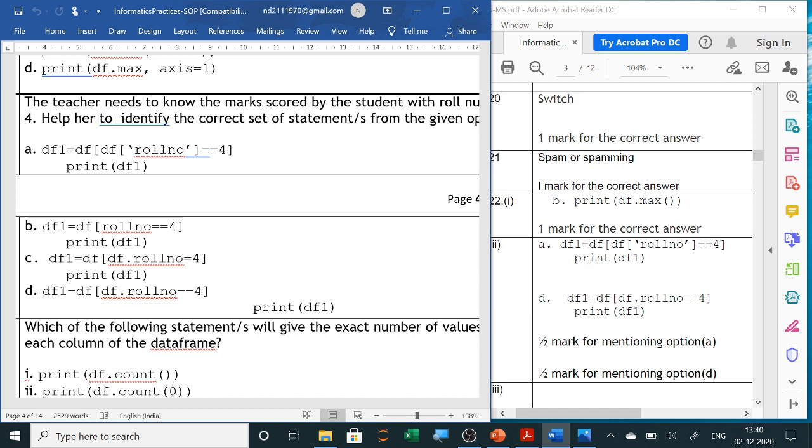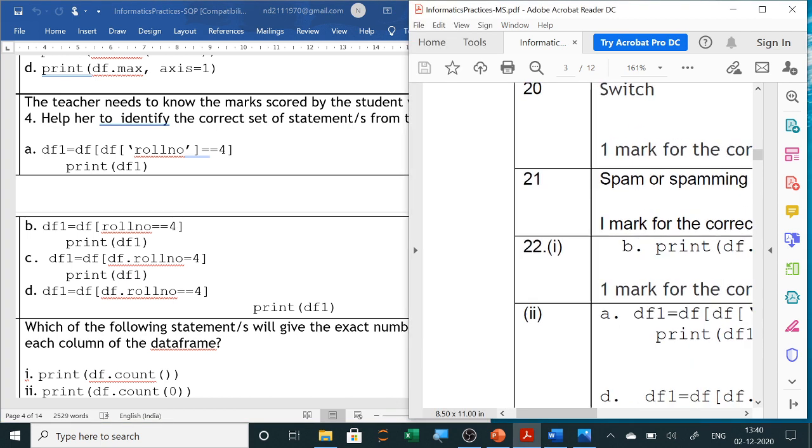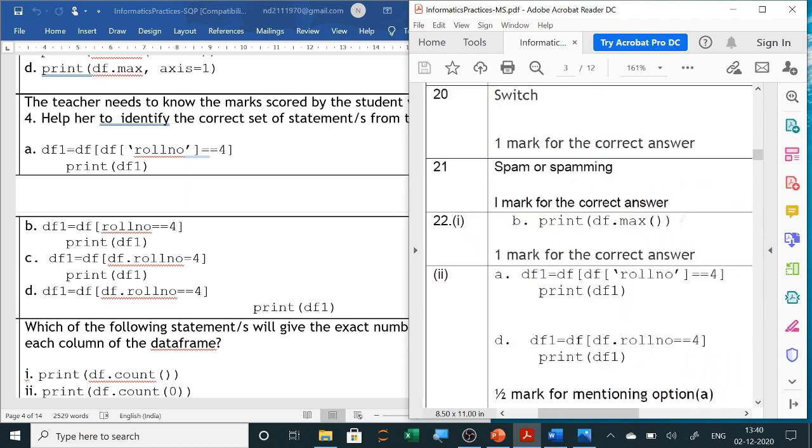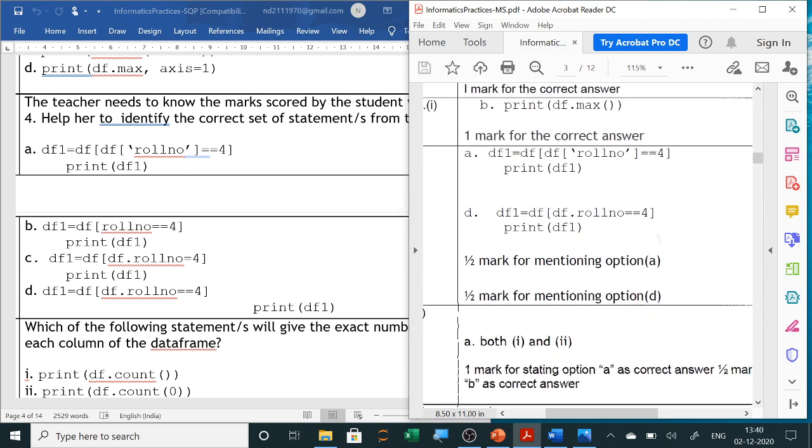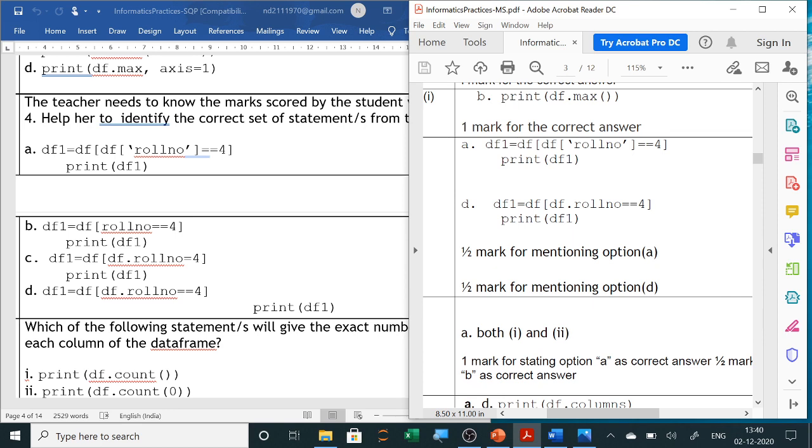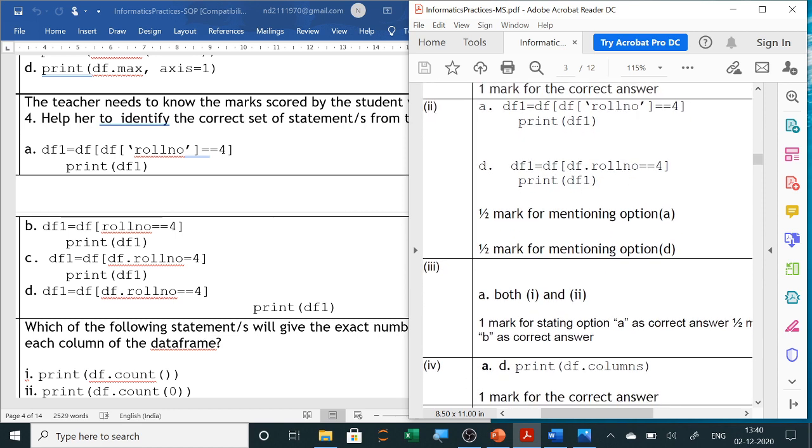Clear? So here normally we write the A option. Whenever we have done it practically, we were using the square bracket and the column name, and if it is a string, then the column name in quotes. So we were already using the A option. Now here you can see the answers given by CBSE. In this, the D option is also using double equals to 4. So this is also the correct option.